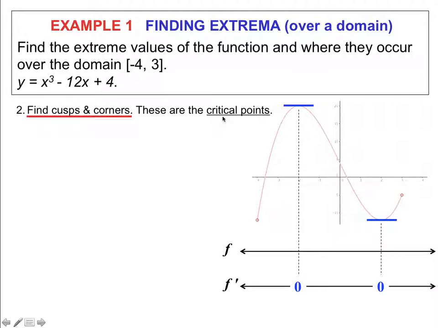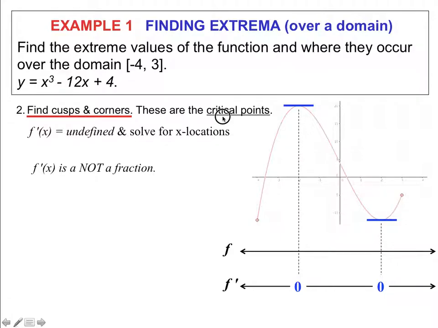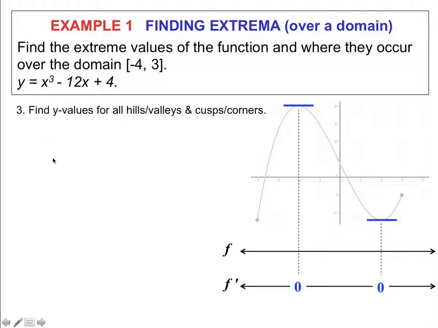So if we look at the function and its derivative, I guess I don't list the derivative, but the derivative is 3x squared minus 12. That derivative is not a fraction, so there's no cusps or corners to look for. So we can just go right on to step 3. We're going to find all the y values. So we're back using this function, and we know we have to look at x equal to negative 2 and x equal to positive 2.